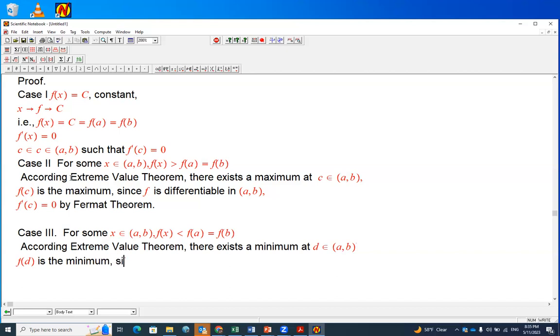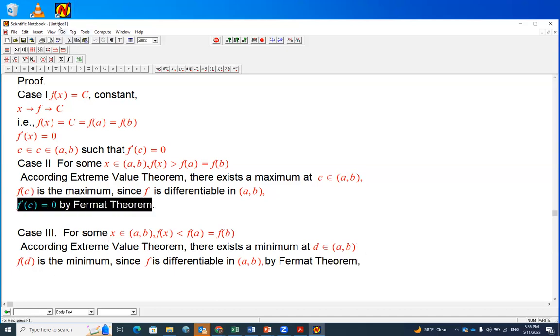And since f is differentiable on the interval, by Fermat theorem, once again, the derivative of the function at the point, which is the minimum, is going to be 0. So this is the proof of Fermat theorem.